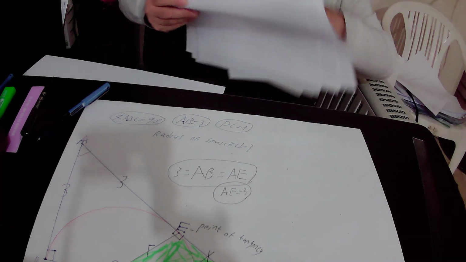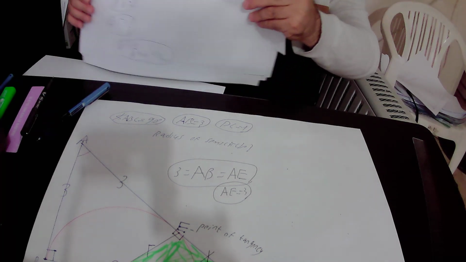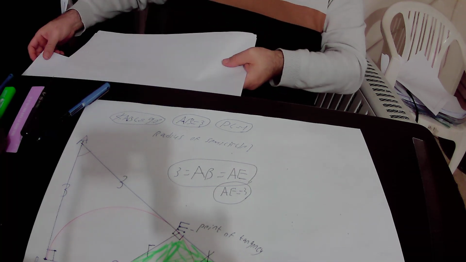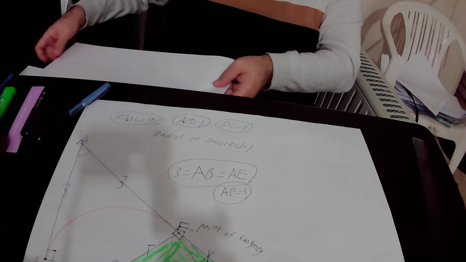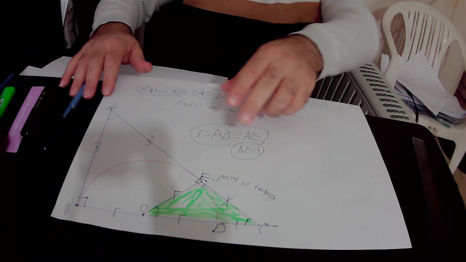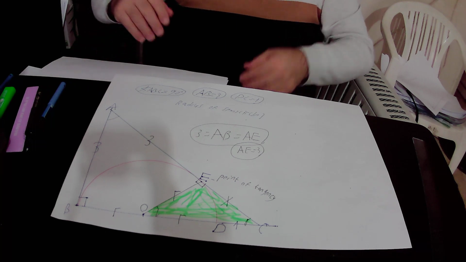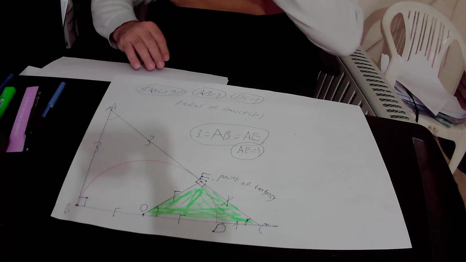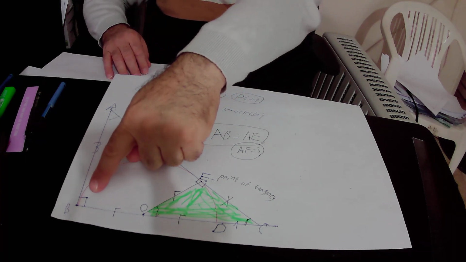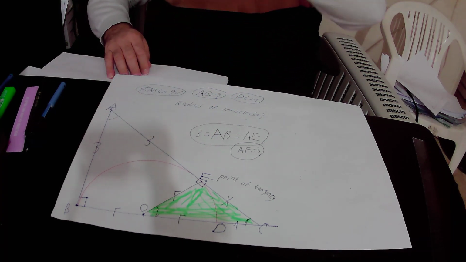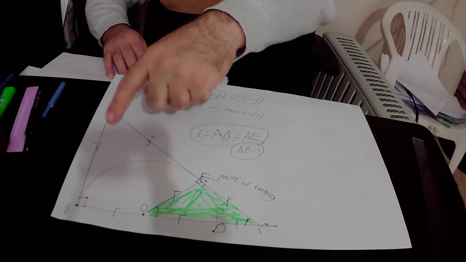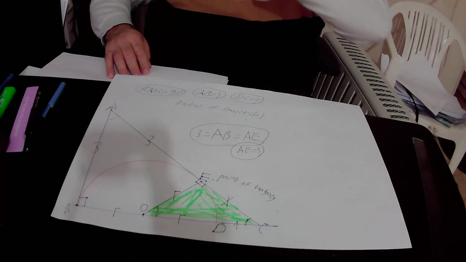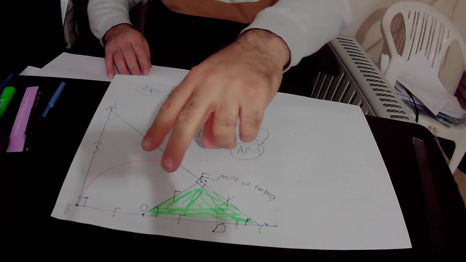Actually, we wanted to find out the radius of this red semicircle. We know that we have here right triangle ABC. This angle ABC equals 90 degrees. Side AB of triangle ABC equals 3 units. Line segment DC equals 1 unit. And we want to find out the radius of this red semicircle.